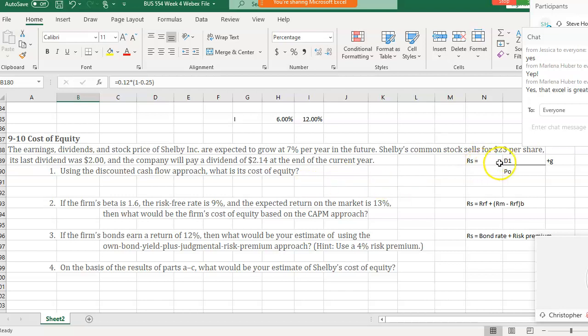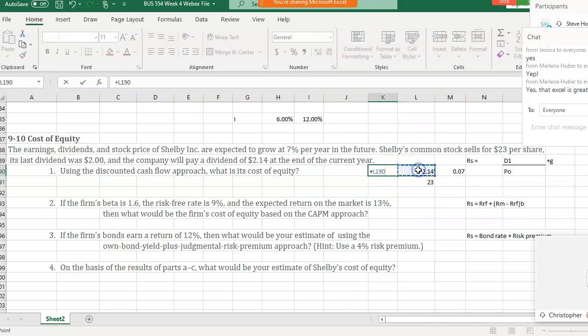So we're going to start out with doing the discounted cash flow approach using the dividend piece. I'm using this model right here. So I'm going to plug in the dividend 2.14. The price of the stock today is 23, and the growth rate is 0.07, expected to grow at a rate of 0.07. So my answer is 2.14 divided by 23. Okay, that's 0.093043.